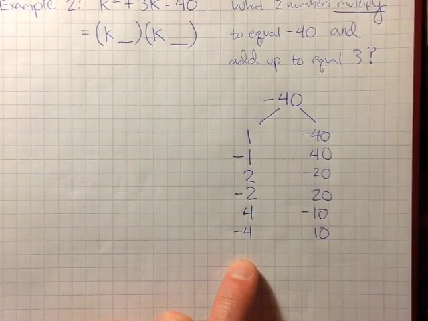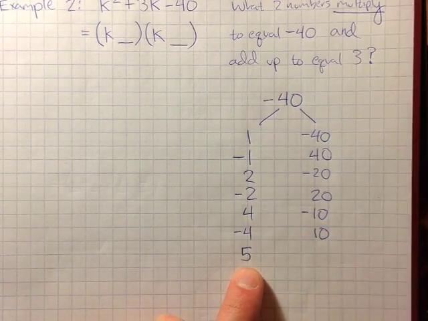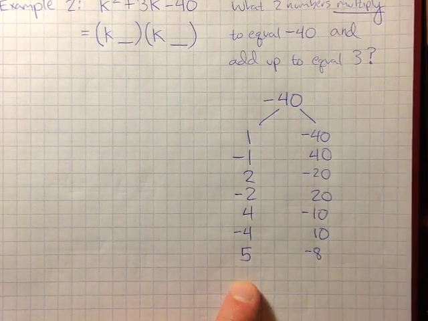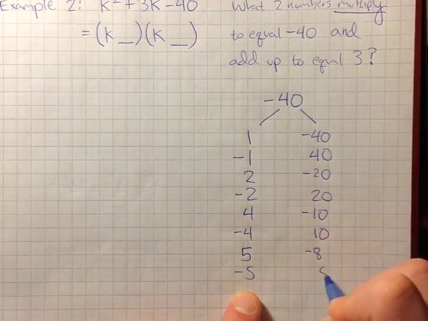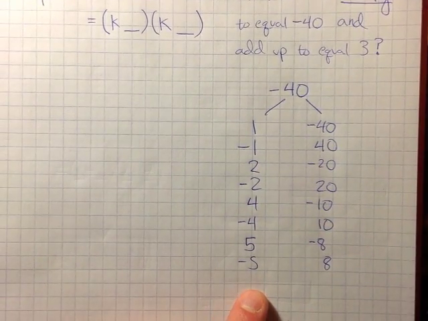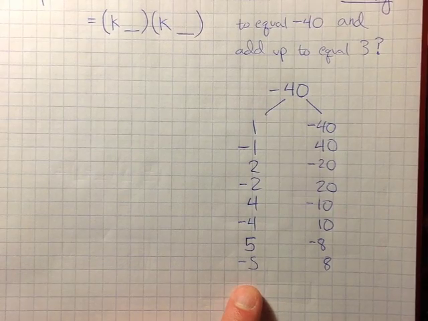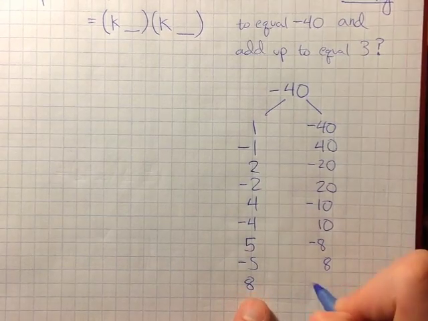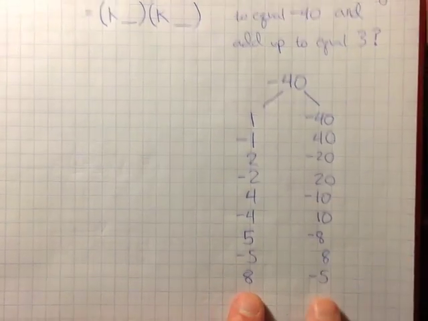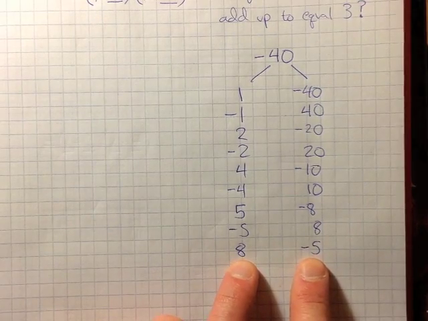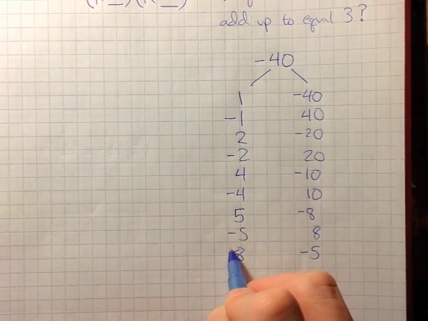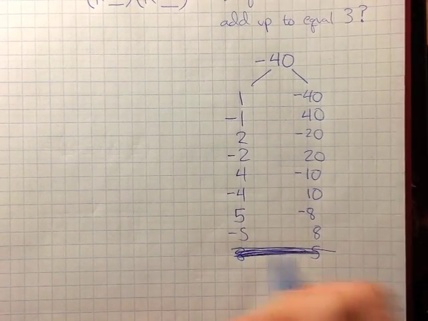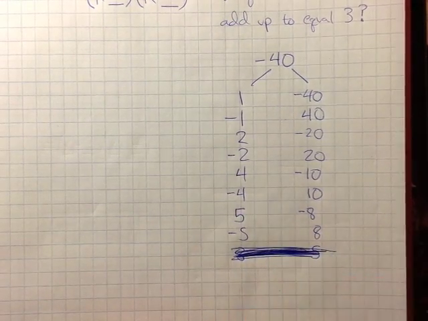How about 5? Yeah, 5 will work. 5 times negative 8. And then negative 5 times positive 8. Will 6 work? No. 7, 8. As soon as I get back to 8, 8 times negative 5 will work. But look at that. I've already written that down right up here. So I am done, because I've started recycling my numbers.